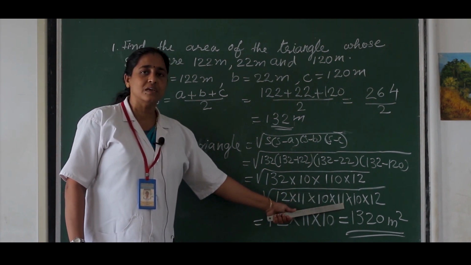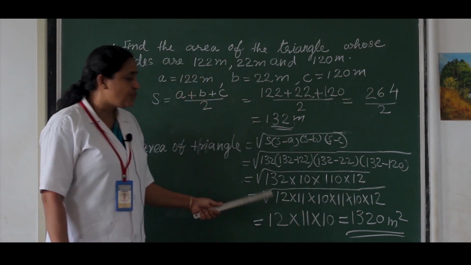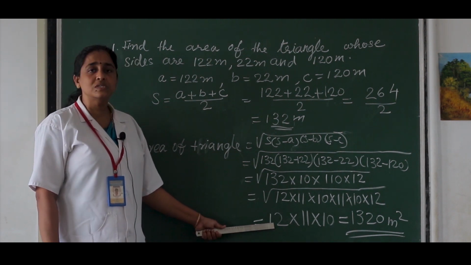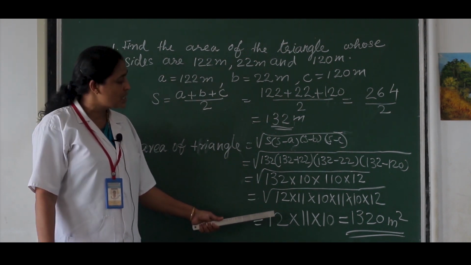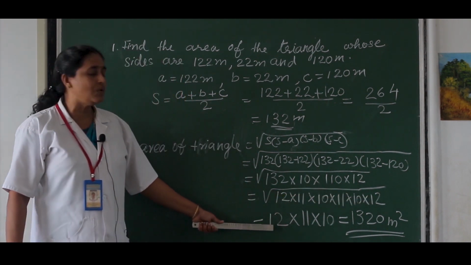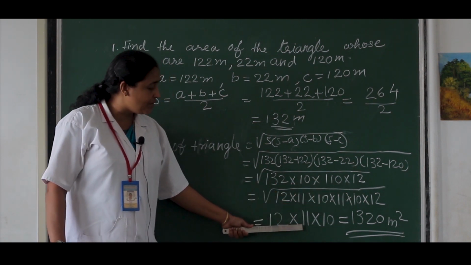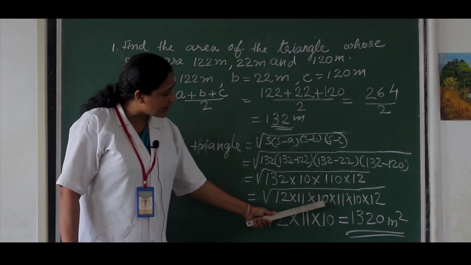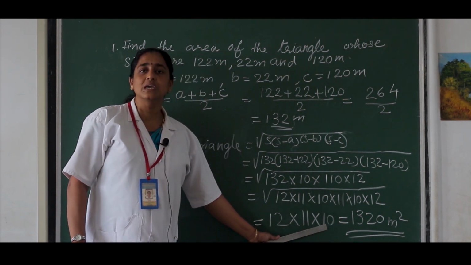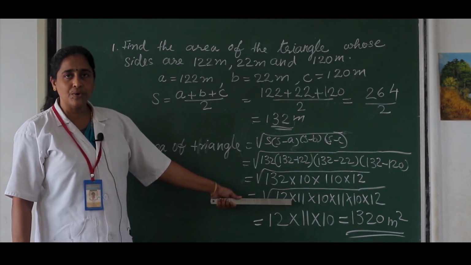110 can be factorized as 11 into 10. Then 12 also is there. And for finding the square root, we have to take one number outside from a pair of numbers. Here there are two 12s, so one 12 we are taking outside, and two 11s are there, one 11 we are taking outside, and there are two 10s, so one 10 also we are taking outside. It is the simplest way to find the square root.